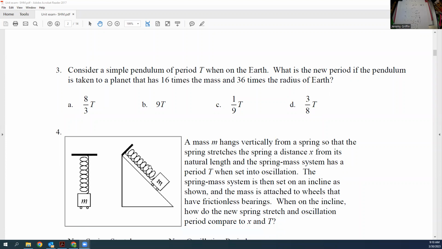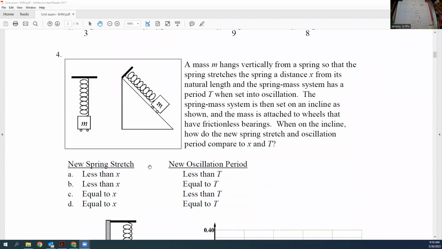All right, back over here. Number 4. A mass hangs vertically from a spring, so the spring stretches a distance x from its natural length, and the spring-mass system has time period T when set into oscillation. The spring-mass system is then set on an incline as shown. It's on a little wheel, so we don't have to worry about friction. Oh, there we go, frictionless bearings. When on the incline, how do the new spring stretch and oscillation period compare to x and T?